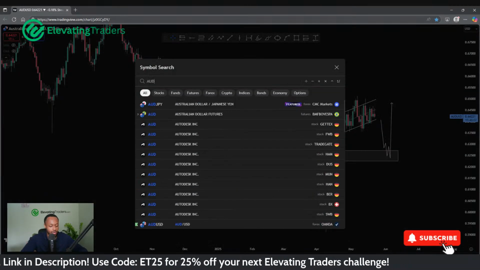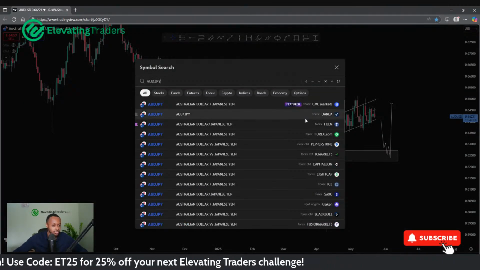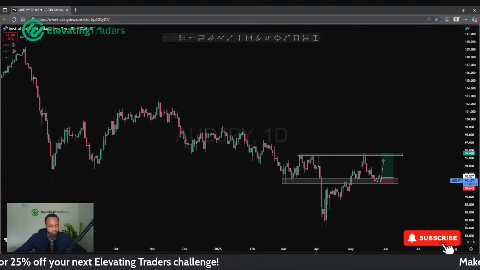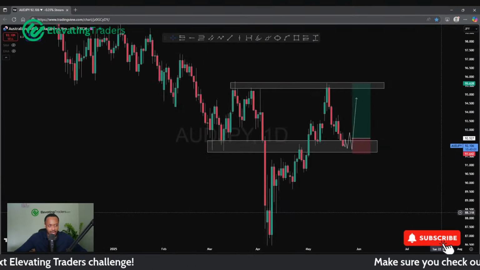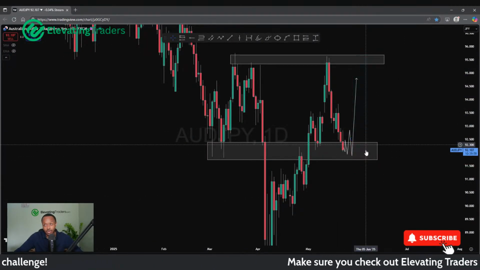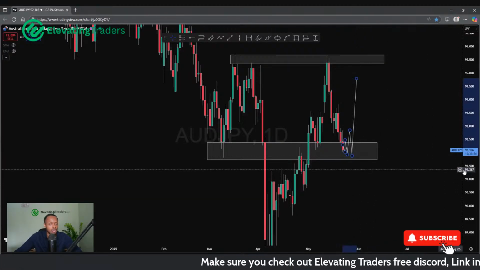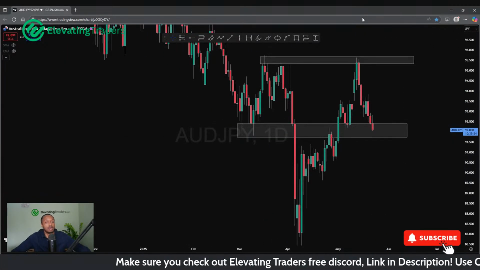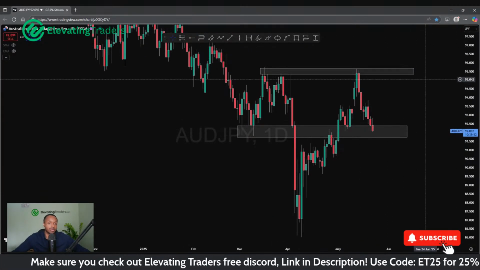In particular, Aussie yen and New Zealand yen. I'm still quite eager to buy Aussie and NZD pairs at the moment, even though they do look pretty weak, but things can change pretty quickly. In terms of Aussie yen, so keeping a close eye on 92.